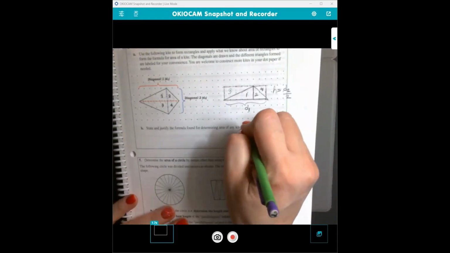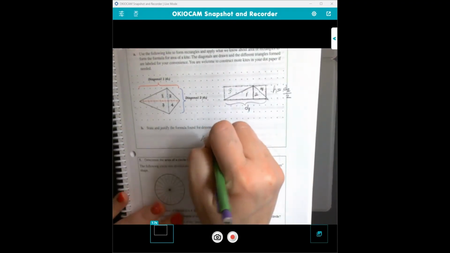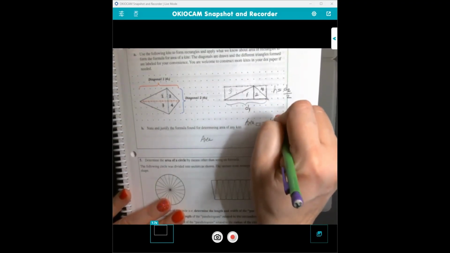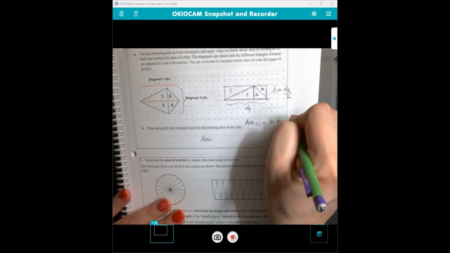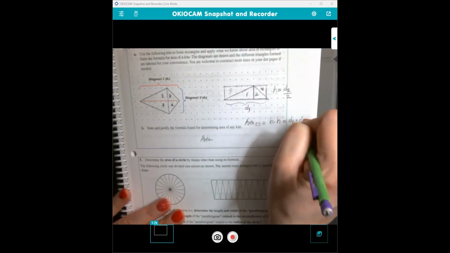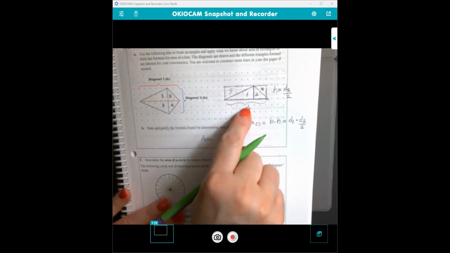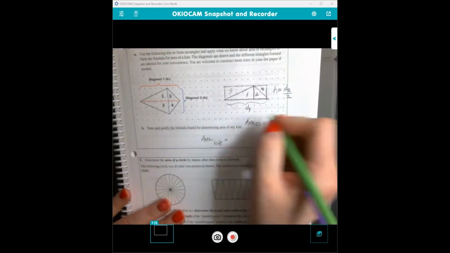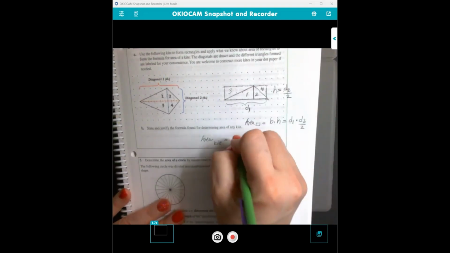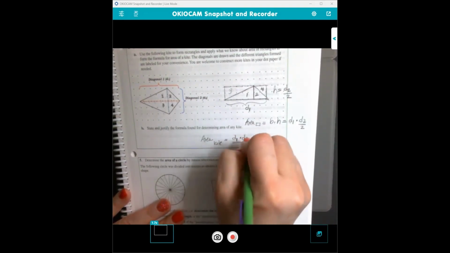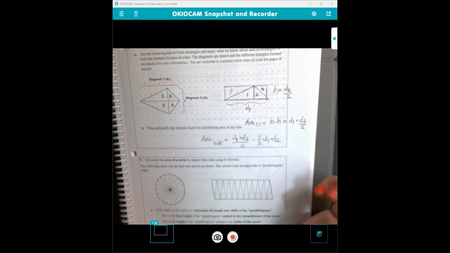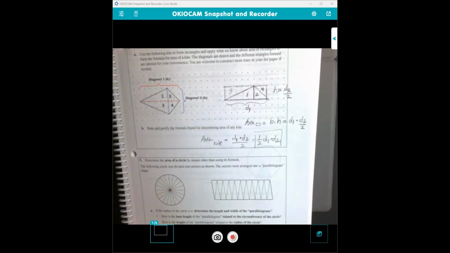So now to find the area, let's put the area of the rectangle first. It's going to be base times height or length times width. And that's going to be D1 times D2 divided by 2, right? That's what I get from the area of the rectangle. Then I'm going to convert it. The area of the kite is going to be, basically, we're going to combine those two. D1 times D2 divided by 2, or we can also say 1/2 D1 times D2. So basically, you are going to multiply the two diagonals, and then you're going to divide it in half, okay?